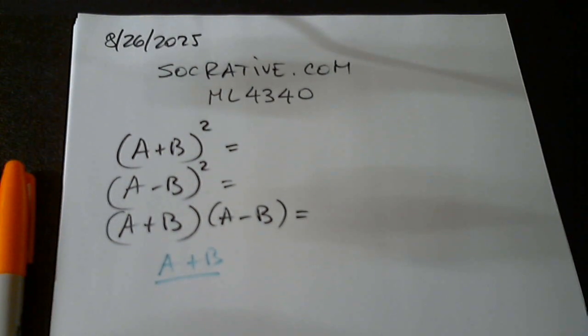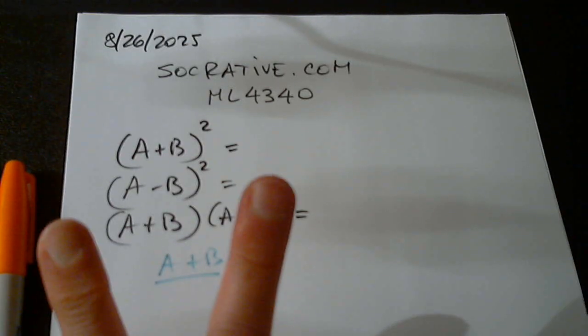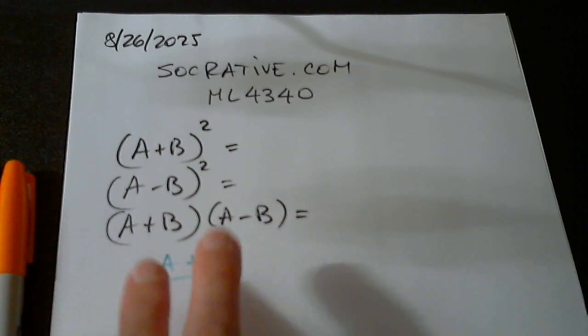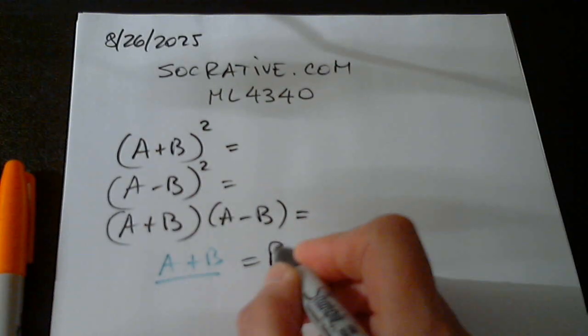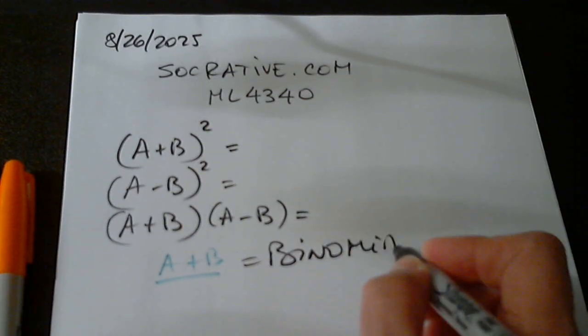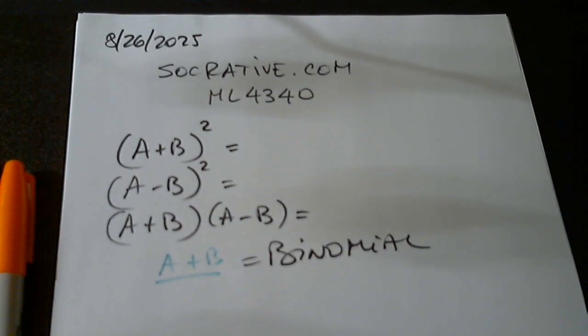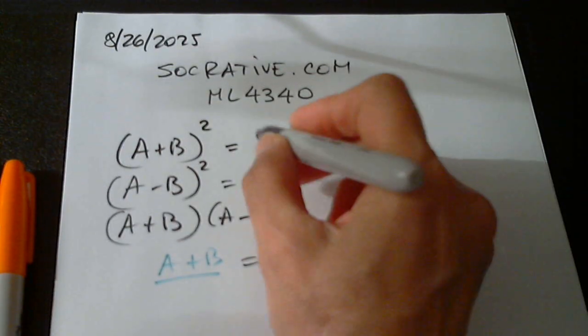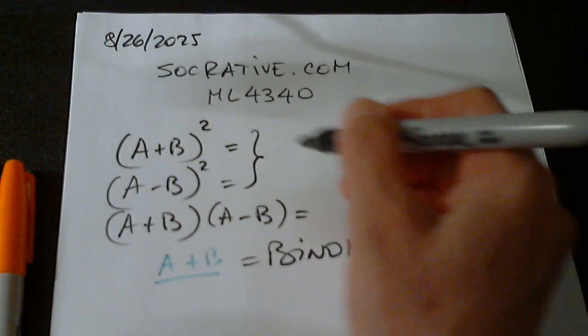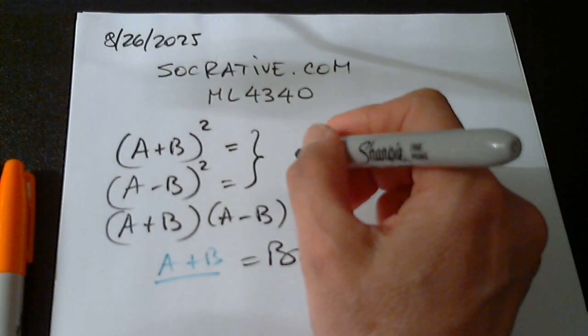Wasn't it for like the combining like terms or something like that? Binomial. This is a binomial. A plus B or A minus B, two terms, a binomial. So this is a binomial squared. This is another binomial squared. Anyone remembers how many terms we obtain when we square a binomial?